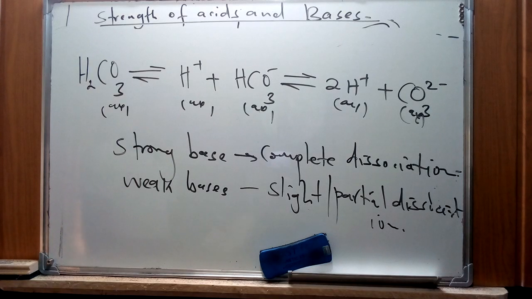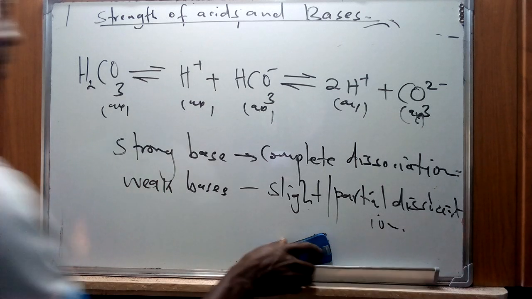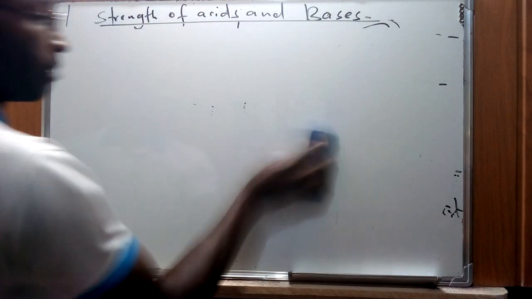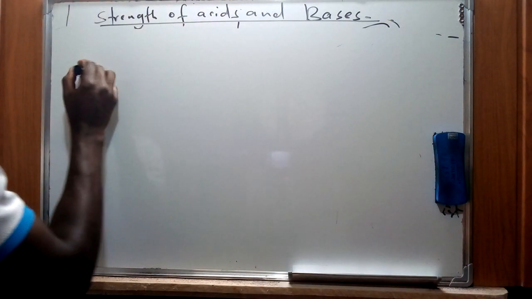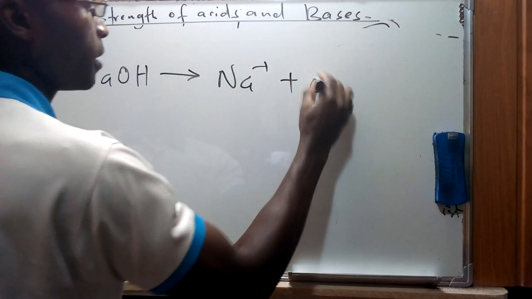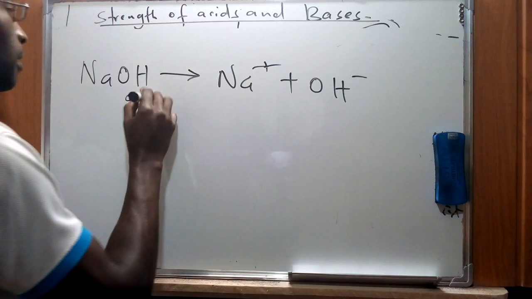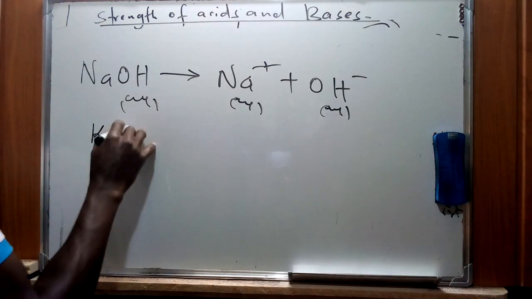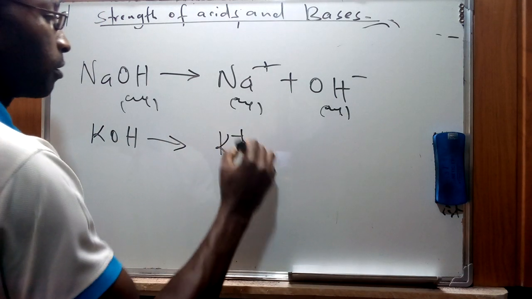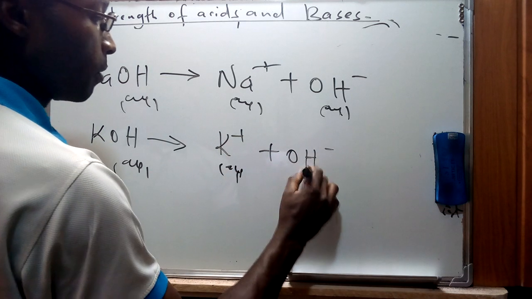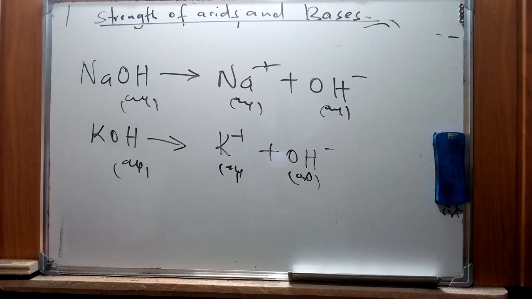For instance, we can give examples of strong bases, like the ones we mentioned in our definition of acids and bases, potassium hydroxide and sodium hydroxide. Potassium hydroxide is going to form potassium ions plus hydroxide ions. So these are some of the strong bases that we can give as examples.